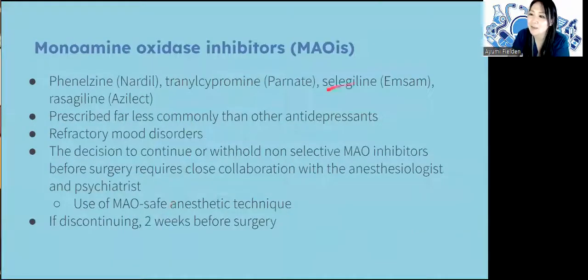I'm sorry. MAOIs, this interacts with everything, right? If you went through nursing school, you know there are so many drug-drug interactions with MAOIs. And so the decision to continue or hold non-selective MAOIs before surgery requires close collaboration with the anesthesia provider and psychiatrist. Typically speaking, they would ask the patient to discontinue 2 weeks before surgery.